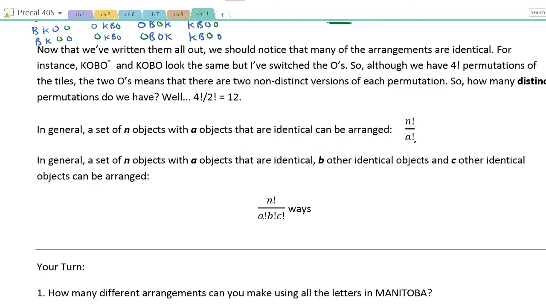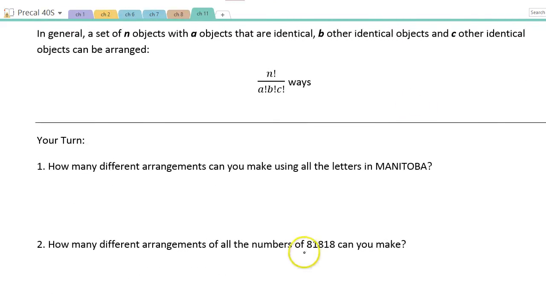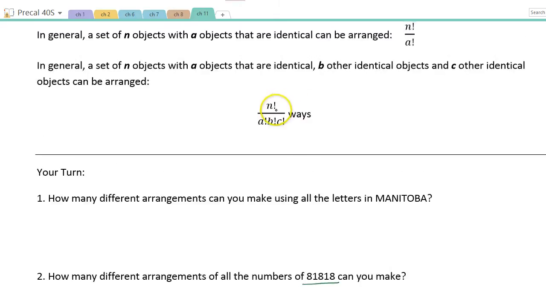What happens if there's more than one set of repeats? So looking down really quickly, here's an example where I've got an 8 repeating and a 1 repeating. Well, we can make more of them. We can say n factorial divided by a factorial, b factorial, c factorial. So it may not make too much sense now, but when we do a few examples, I think it'll make more sense.